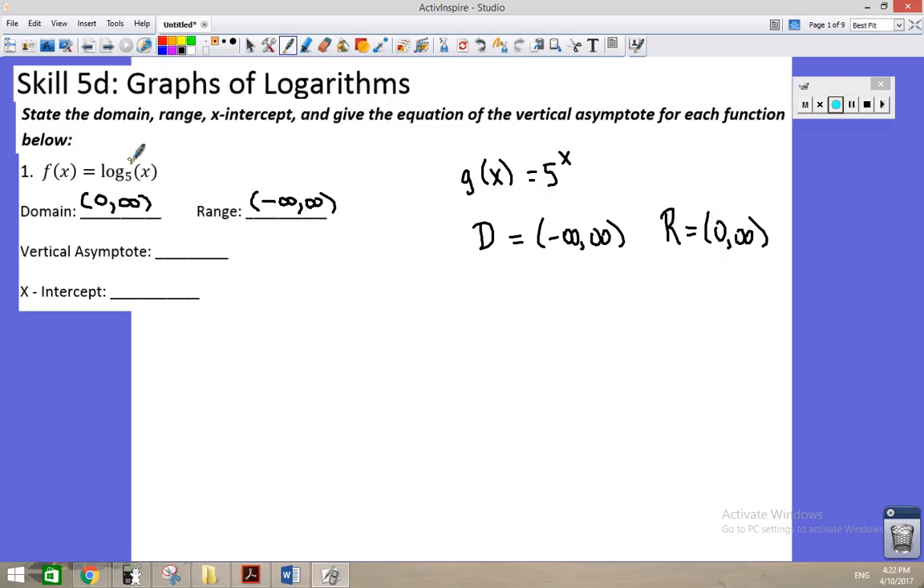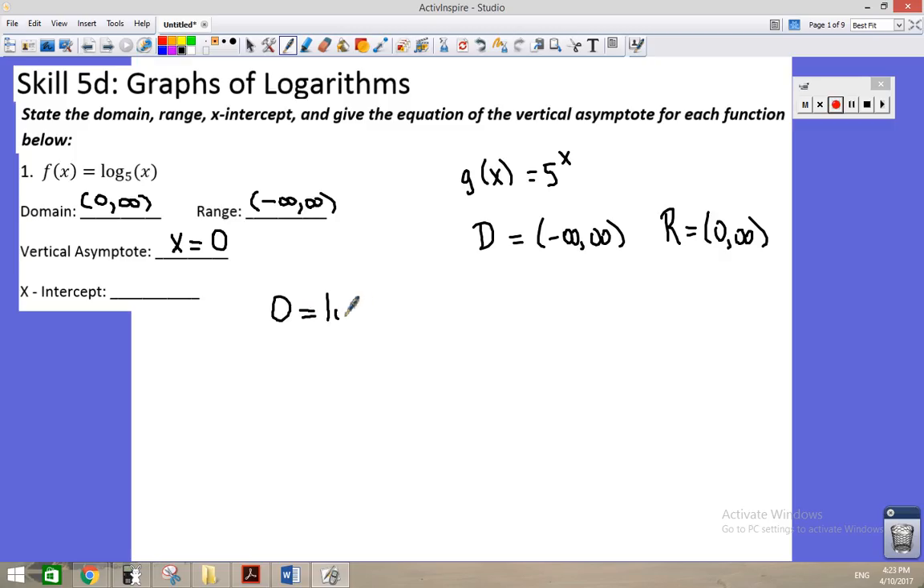So the domain could change if we have any kind of a transformation that shifts this graph to the left or to the right, but the range for any logarithmic function will always be all real numbers, just like the domain of any exponential function was all real numbers. Alright, the vertical asymptote. Vertical asymptotes always have an equation, x equals some number, and for us it's x equals 0. It's the y-axis.